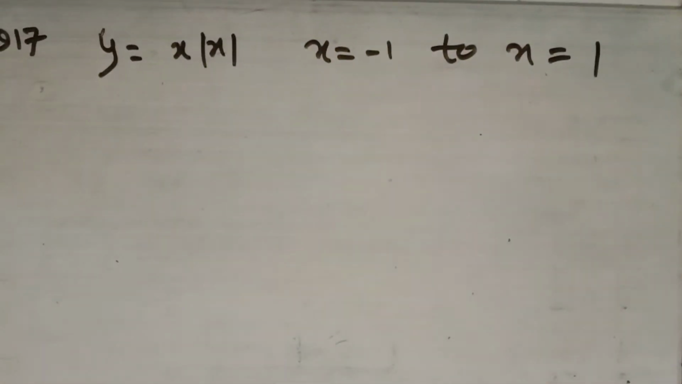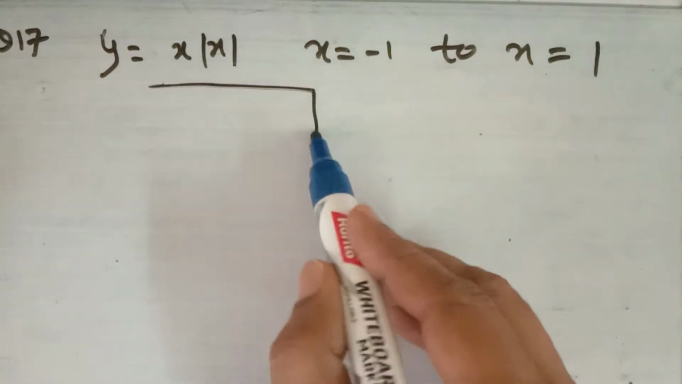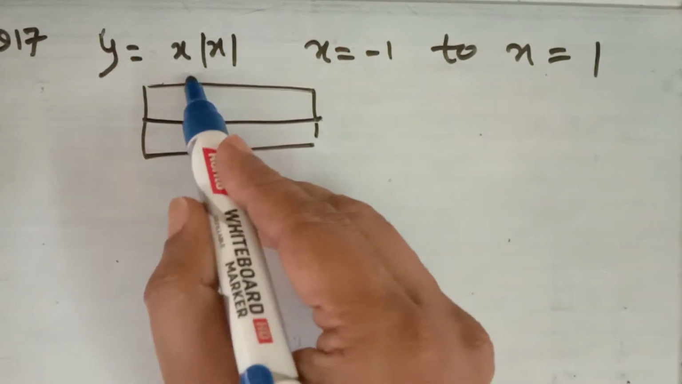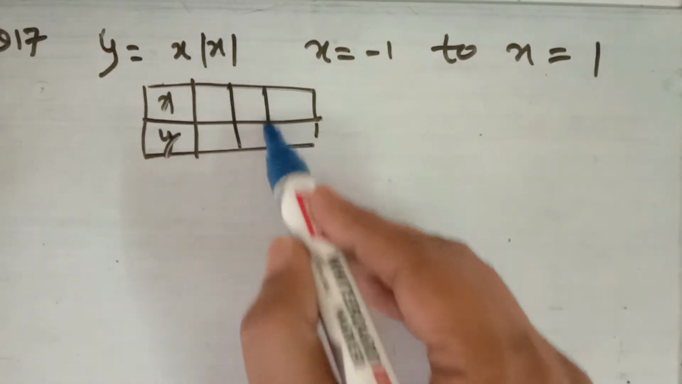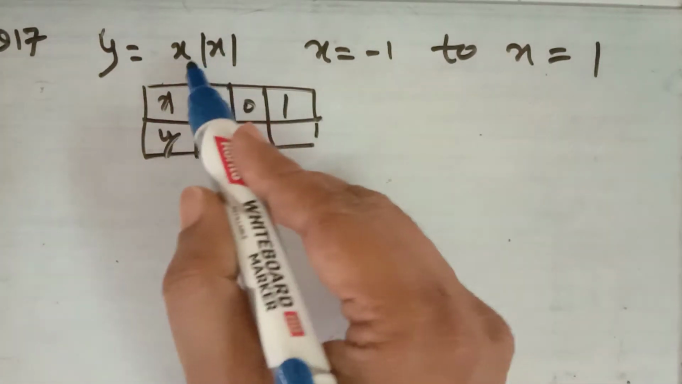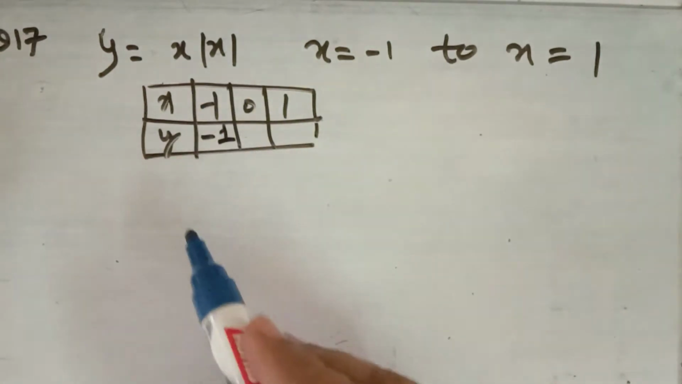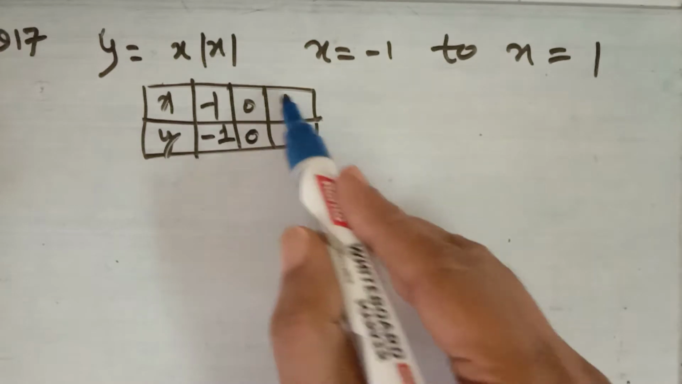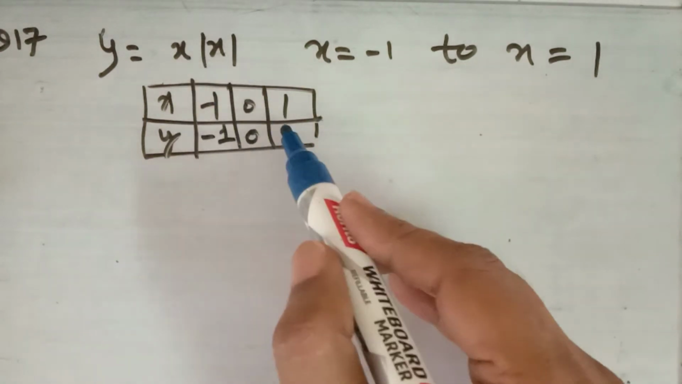You have to find the area bounded by this curve y = x|x| in the limit -1 to 1. Now, because we don't know what type of curve this is, we first find the solution set of this from -1 to 1. Let us take these points. If we take -1, the value of the curve is -1. When x is 0, it is 0, and for 1, the value of 1 into 1 will be 1.